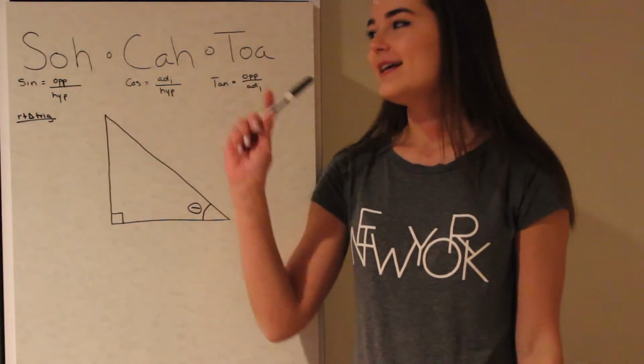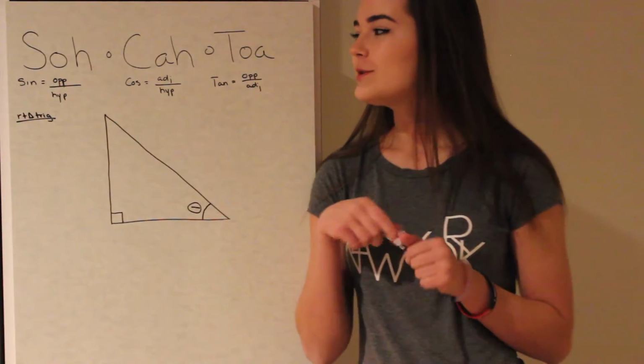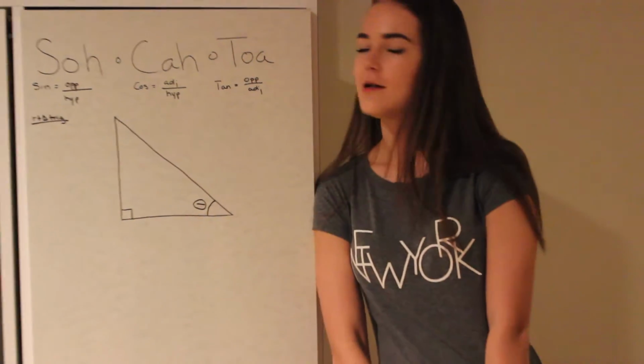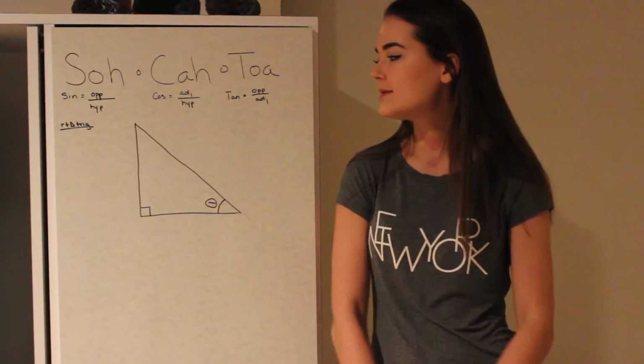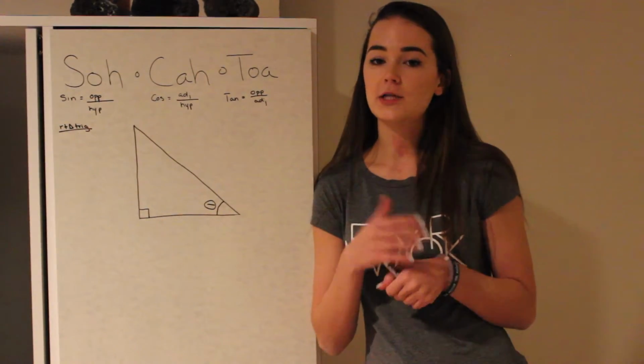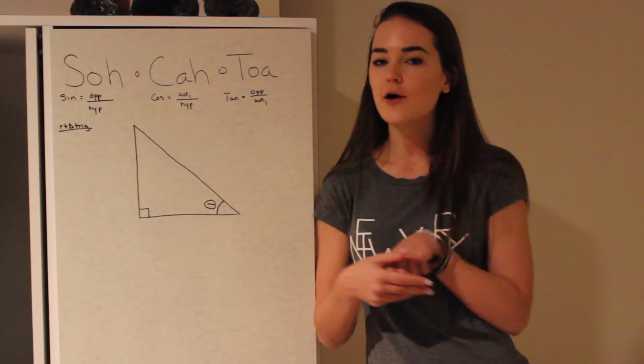Today we'll be reviewing SOHCAHTOA for right triangle trig. Sine is opposite over hypotenuse, cosine is adjacent over hypotenuse, and tangent is opposite over adjacent. And this works for right triangle trigonometry, but when you don't have a right triangle, you can use law of cosines.